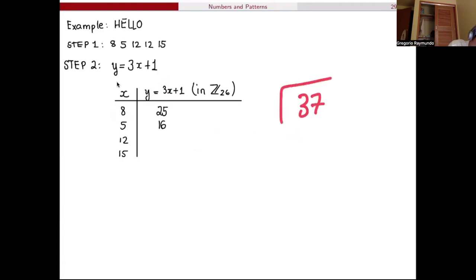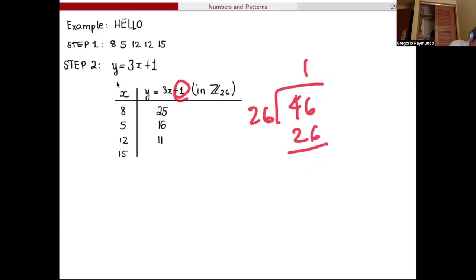37 divided by 26, 1, 26. So this is 1, 1, 11. And 15 times 3, 45, plus 1, 46, divided by 26, 1, 26, 6 minus 6, 0, 20.